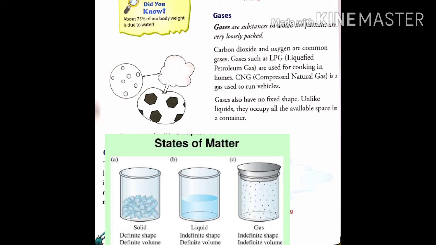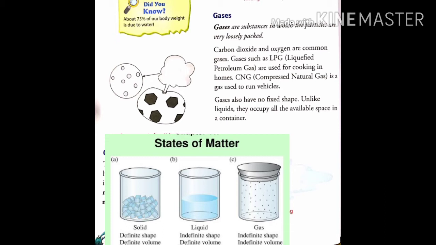Let's study further. Carbon dioxide and oxygen are common gases. So the most common examples of gases are carbon dioxide and oxygen. You must have heard about these two gases. Oxygen is what keeps us alive. We inhale oxygen and we give out carbon dioxide.